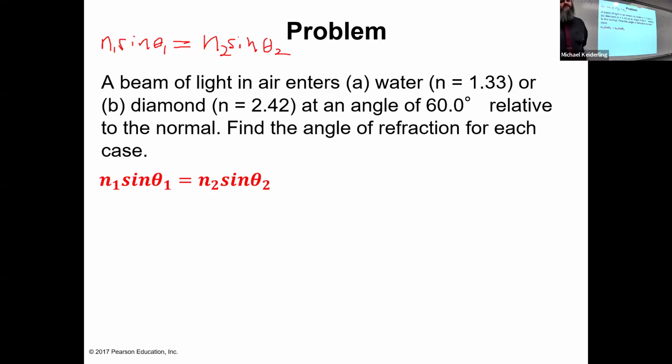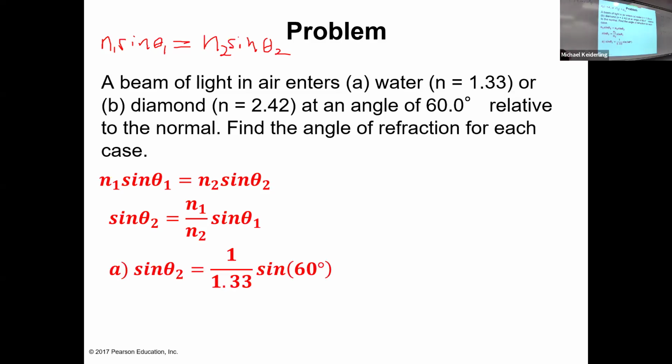So n1 sine theta 1 equals n2 sine theta 2. So sine theta 2 is going to equal n1 over n2 times sine theta 1. So if we're going into water, sine theta 2 will be 1 over 1.33 times the sine of 60 degrees. So the sine of theta 2 will equal 0.651. So theta 2 will be 40.63 degrees. That should have probably been 40.6, but whatever.